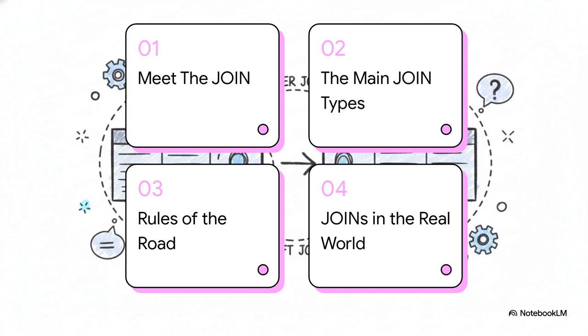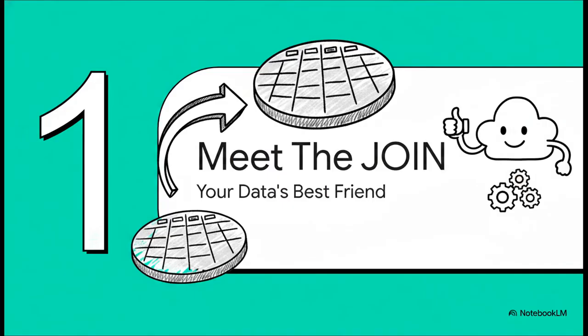And here's what we've got on tap. First, we're going to meet the join and figure out what it's all about. Then we'll get into the main types you'll be using pretty much all the time. After that, we'll cover some super important rules to avoid common mistakes. And finally, we'll see how this stuff is actually used out in the real world. Let's get to it.